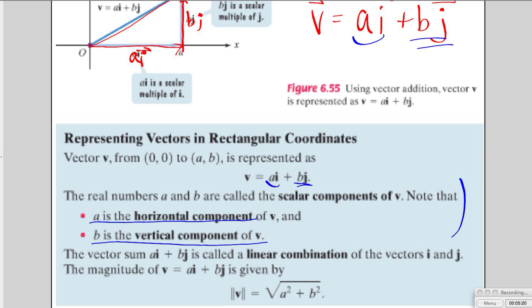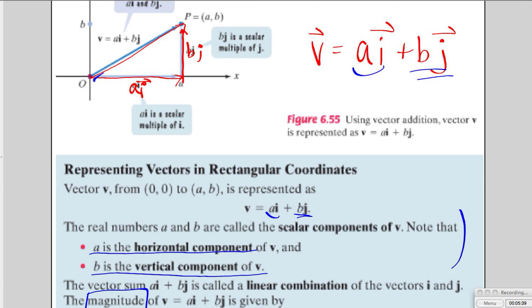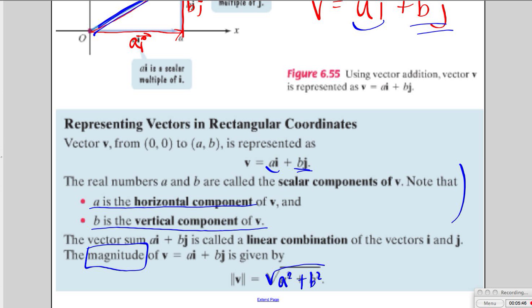But what's nice about describing it this way is we can actually find the magnitude with ease here. The magnitude of the vector would be described as the square root of a squared plus b squared. And that all derives from the Pythagorean theorem, because the length of this vector would be a squared plus b squared equals c squared. Of course, we've got to take the square root. That's why we have the square root of a squared plus b squared. So that's how we'll find the magnitude here.